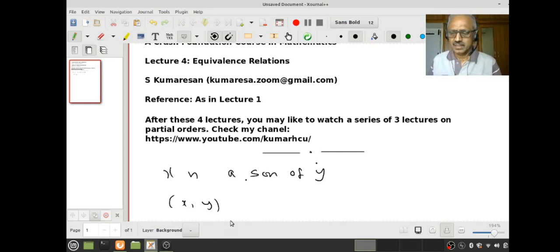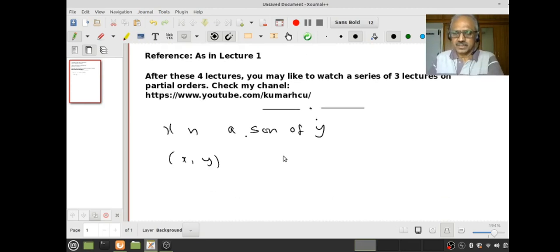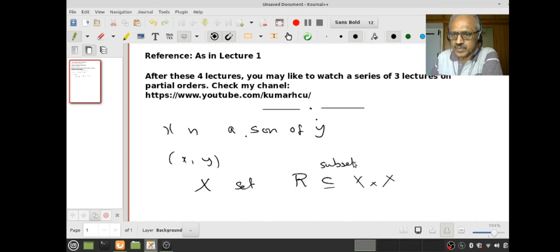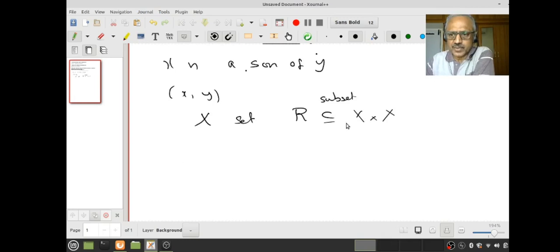Is that clear? Therefore, the modern definition of a relation: suppose X is a set, then a relation R is a subset of X cross X. Just a subset. That's it. Remember, we have talked about subsets of a product, right? But they need not be products of subsets. Okay, anyway, is that clear? Now let's look at this. It may look a little too abstract, but let's do that.